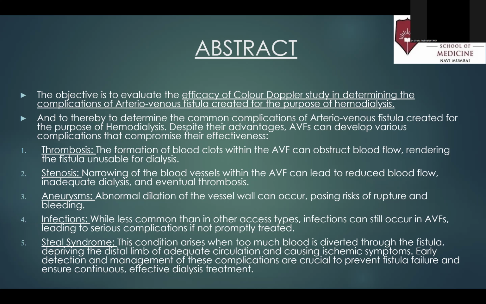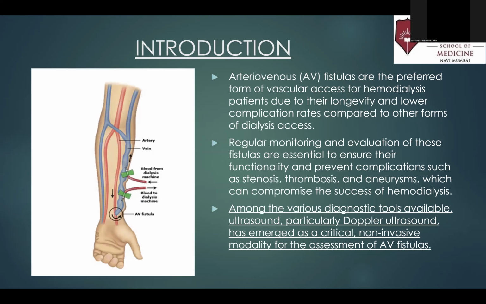Third is aneurysms, where there's abnormal dilatation of the vessel wall, posing risks for rupture and bleeding. Fourth is infections, which is less common, but infections can still occur, leading to serious complications. Fifth is steal syndrome, where too much blood is diverted through the fistula, depriving the distal limb of adequate circulation and causing ischemic symptoms. Each of these can compromise dialysis effectiveness and require timely intervention.